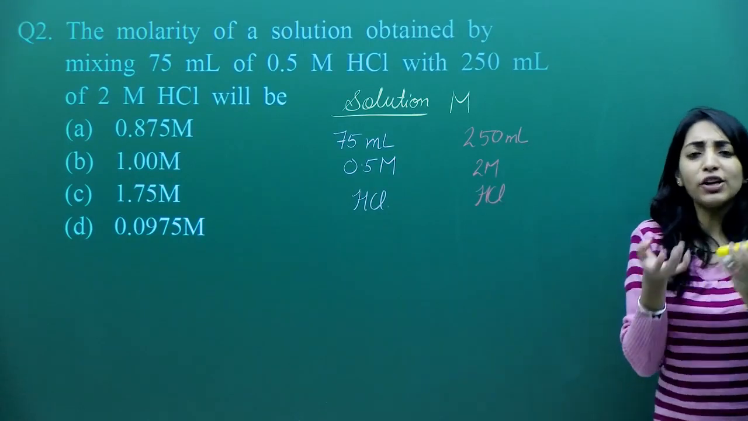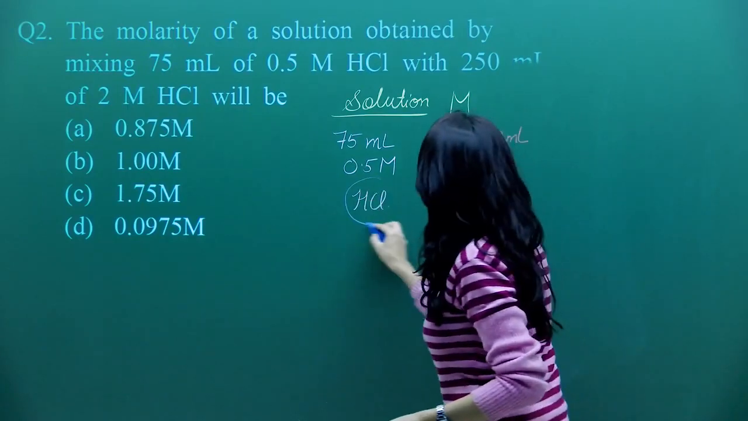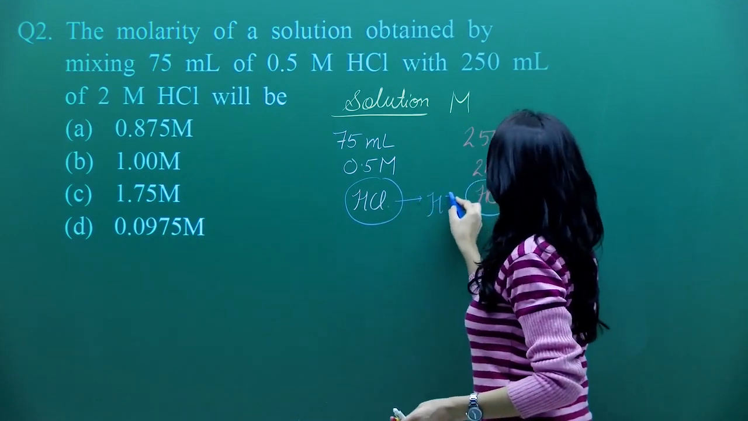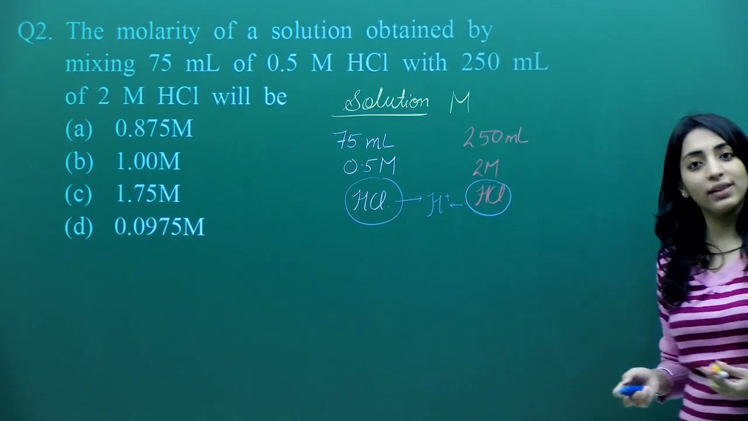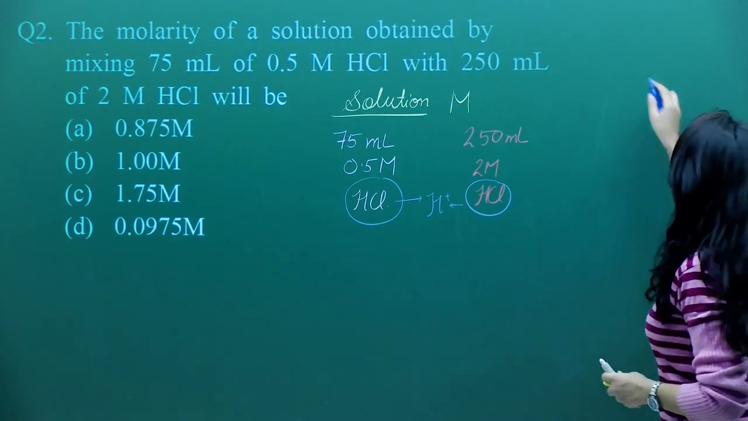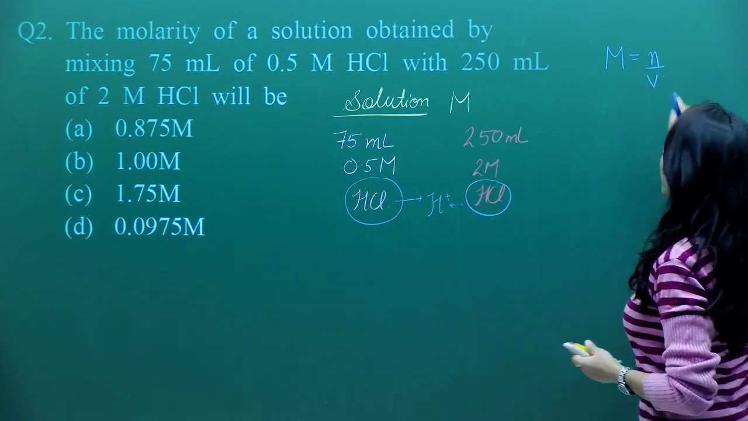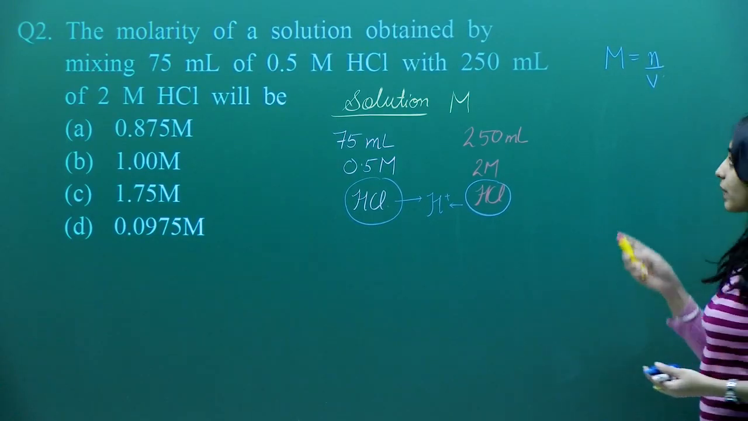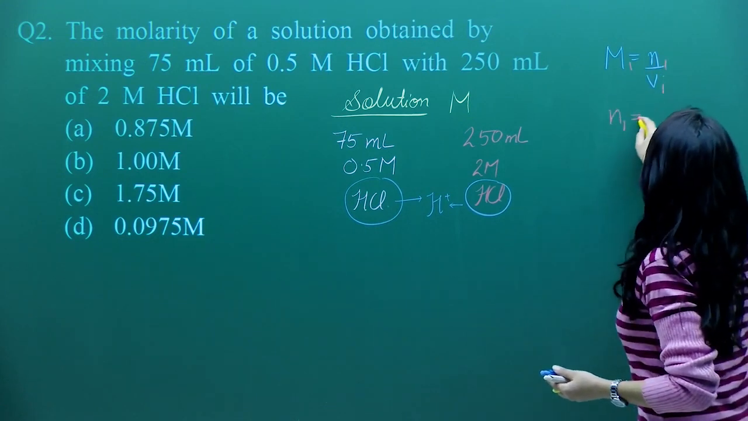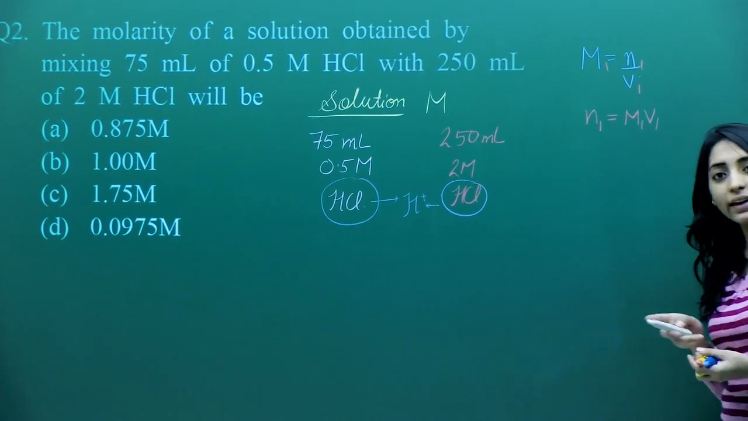You are just having two different solutions and you are mixing the two. And since both the solutions are of HCl, so HCl will give 1 H plus, similarly this will give also 1 H plus. So how can I say the final molarity? You know, molarity is equal to number of moles of solute by volume of solution in liters. Okay. So if I write for first solution, can I say total number of moles will be M1 times V1, right?